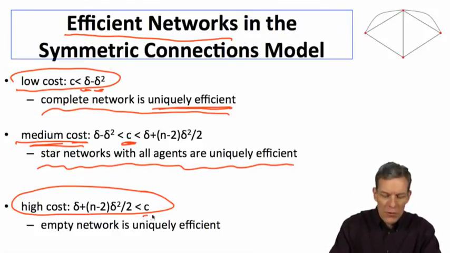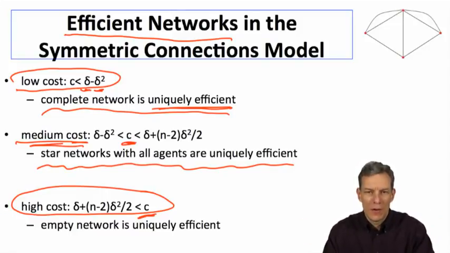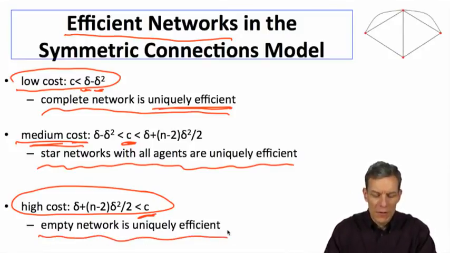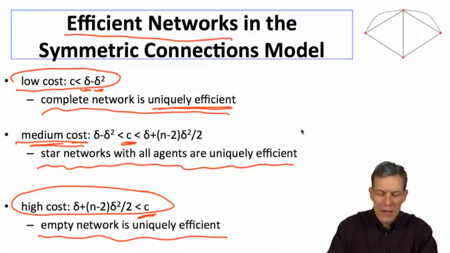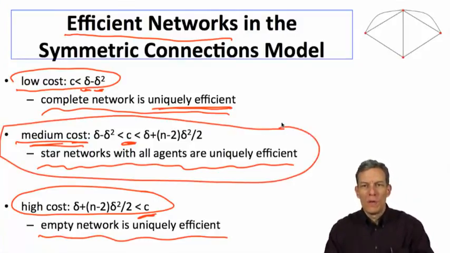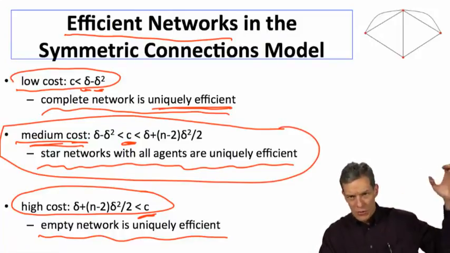And then once costs are so high, then it just makes sense that nobody should connect to anybody. Links are just too expensive. It doesn't make sense to have anybody talking to anybody. So for very high costs, the empty network's uniquely efficient. Okay? So the meat of understanding this is really going to be understanding this middle part, because the other extremes are going to be fairly, if links are so cheap, you might as well just add them all.